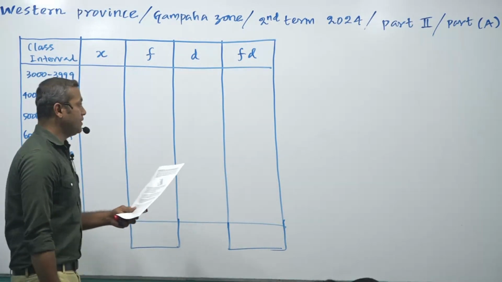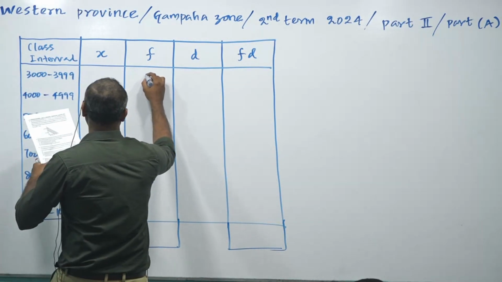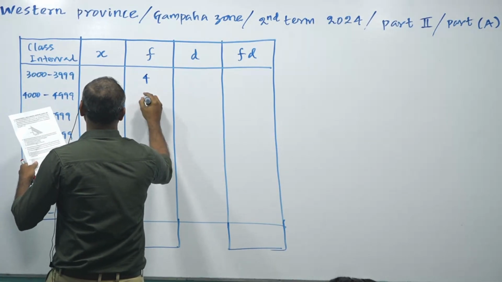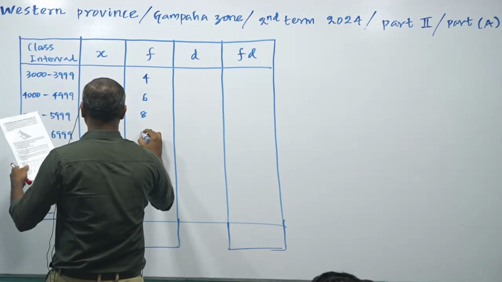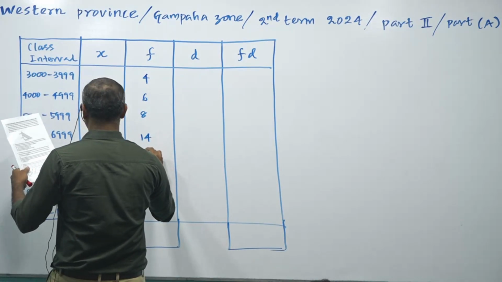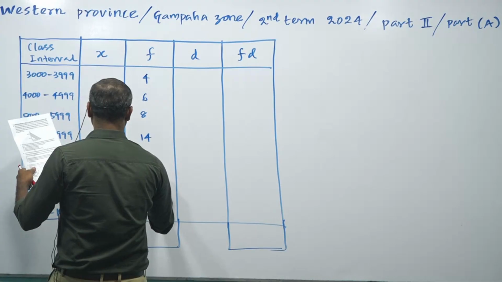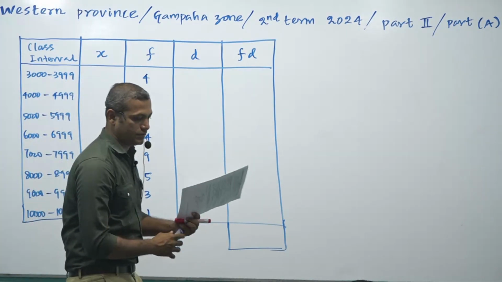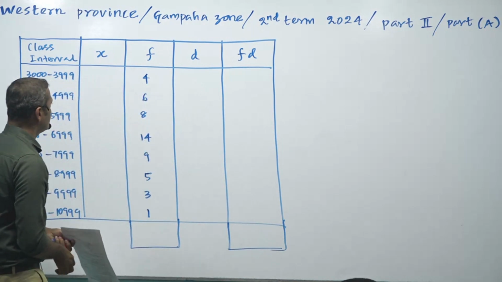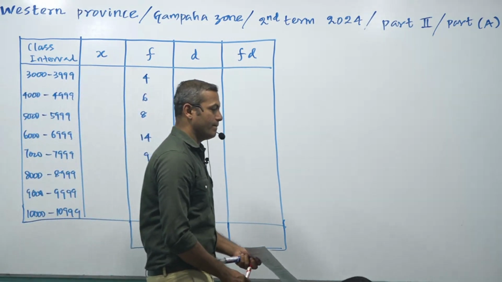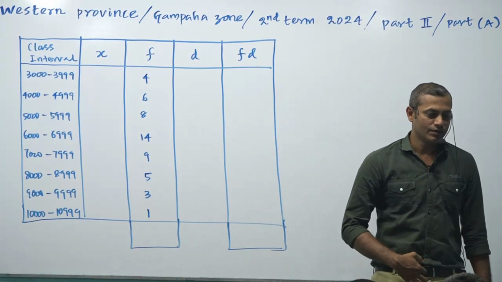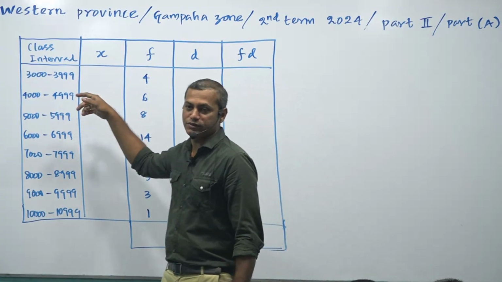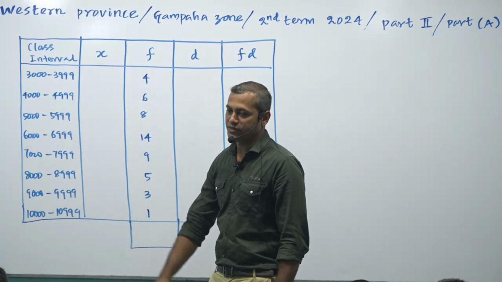Okay, the frequencies are 4, 6, 8, 14, 9, 5, 3, 1. Right. Tell me then the mid values. Somewhat hard, right? If you find the first two, then by checking the difference, you can move on.